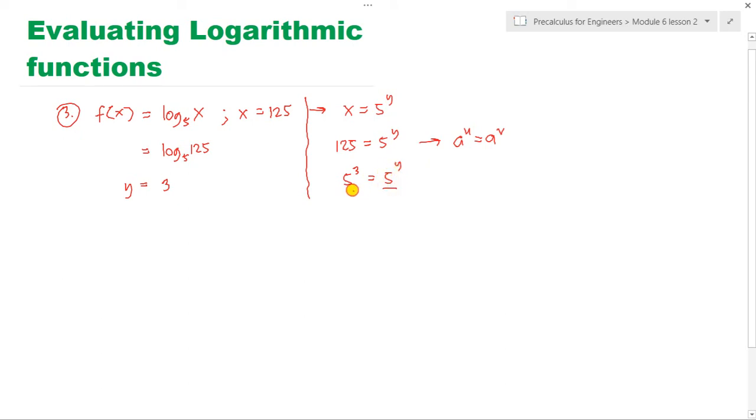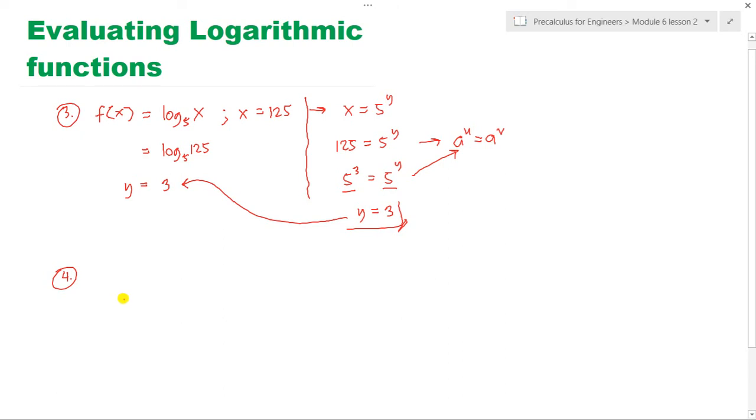So therefore, since they have the same base, by the agreed principle, we can say that their exponents are equivalent. So y is equal to 3. It is the same as what we got if we use a calculator. So let's jump to the last example.